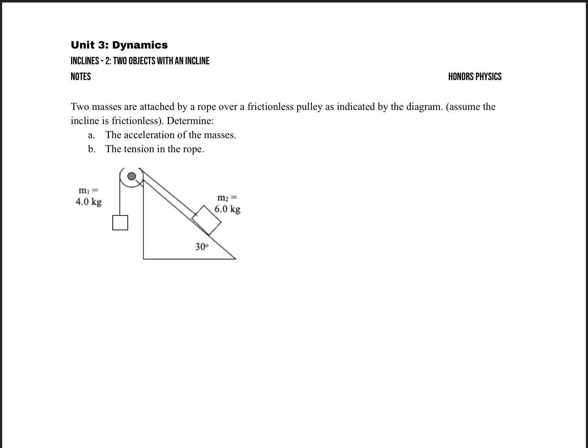For my M1, if I'm looking at how my free body diagram is set up for him, M1 has just the force of gravity, M1G pointing down, and tension pointing up. Well, M2, I'm kind of sketching off to the side here, but remember he's sitting at an angle. I have M2G pointing straight down. I have FG parallel to the ramp pointing this way, and FG perpendicular pointing that way. And then I have the tension that's connected to that mass pointing up the ramp, and then I have my normal force pointing off to the side here.